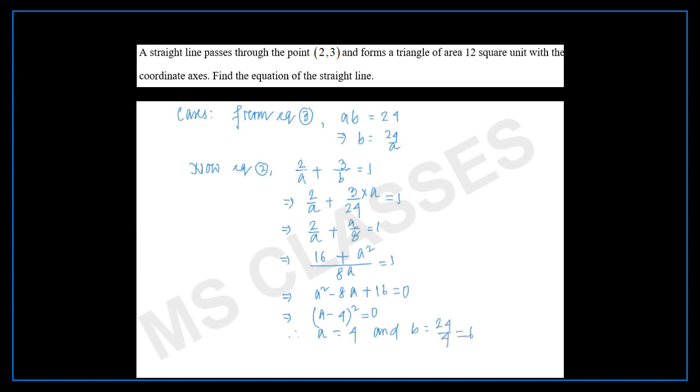Once we have got A and B, we can find the equation. So one of the equations we have got: the required equation of line will be x by A, that is x by 4 plus y by 6 equal to 1. So this is what we have got by considering AB equal to 24. Now we have another option, that AB equal to minus 24. That also we will analyze.